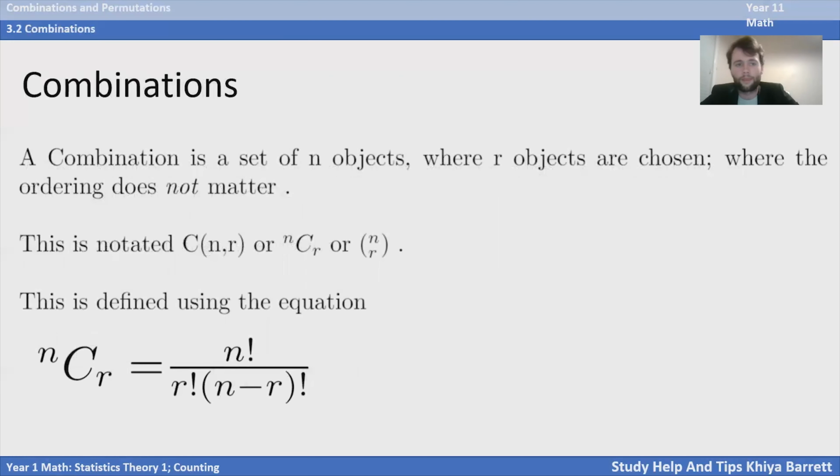All right. But a combination is where the order does not matter. This is notated nCr or Cnr or n over r in brackets. This one in brackets is the most common, because combinations are going to be used a lot, so they've got this special way of denoting them. And this is applied using the equation nCr equals n factorial over r factorial times (n take r) factorial.